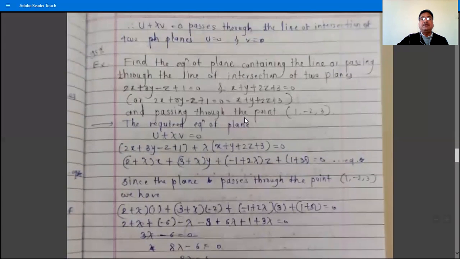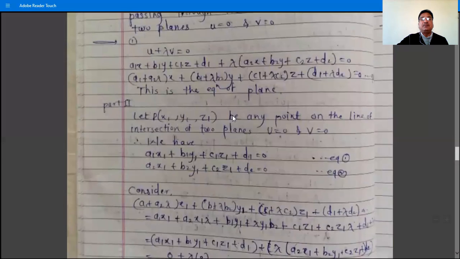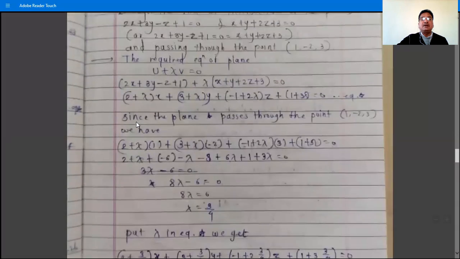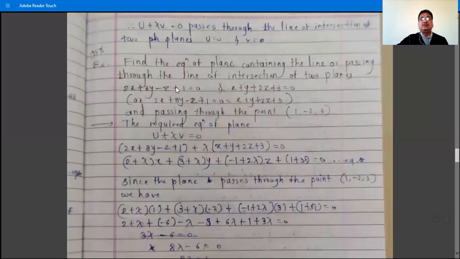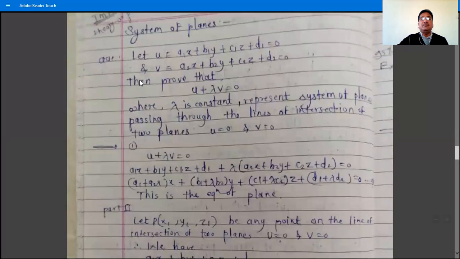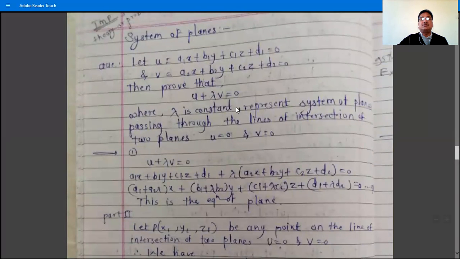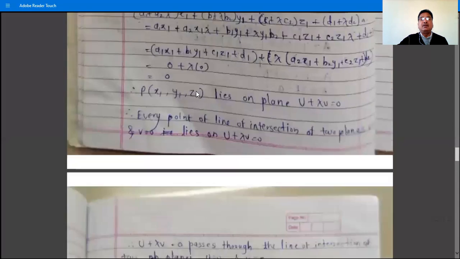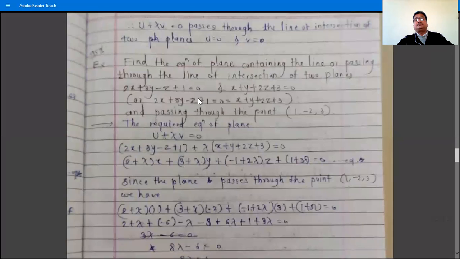So the probability of the proof is 90%, but the problem is also important on this theory. The proof of this theorem is also important, but this question is important. The probability is 95 to 99%, either theory or problem, or both, for 6 marks.